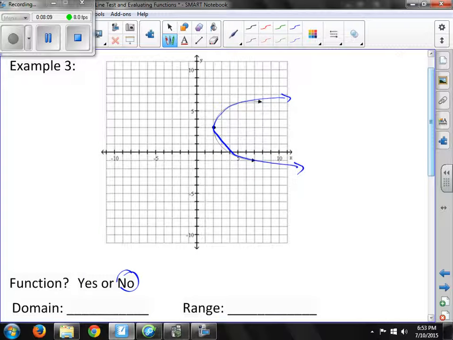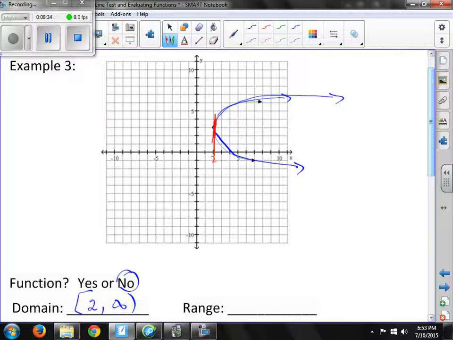For the domain, we want to know how far left does this go. How far left does it go? It goes all the way to 2. And how far right does it go? Further and further and further to the right, all the way to infinity. Infinity always has a parenthesis around it because infinity could never be captured.